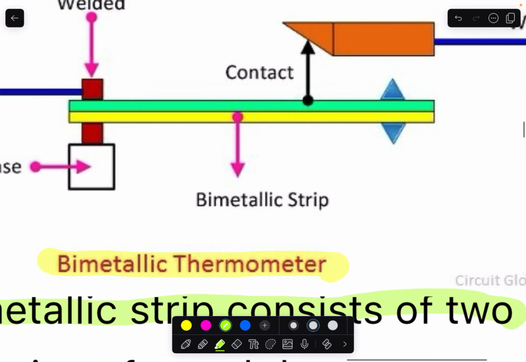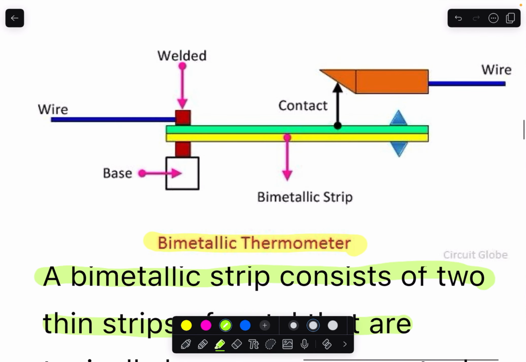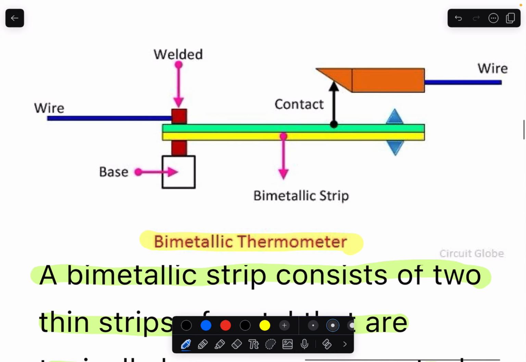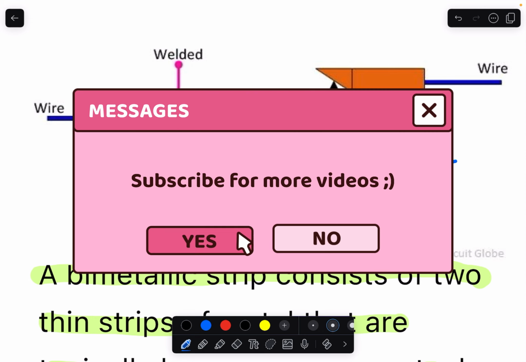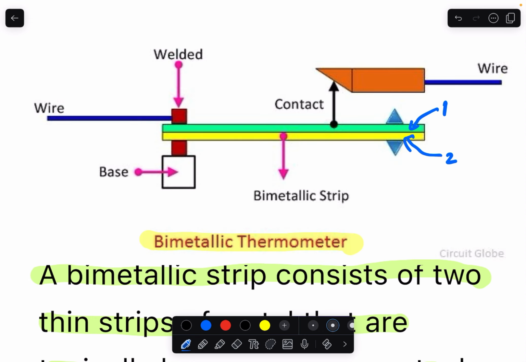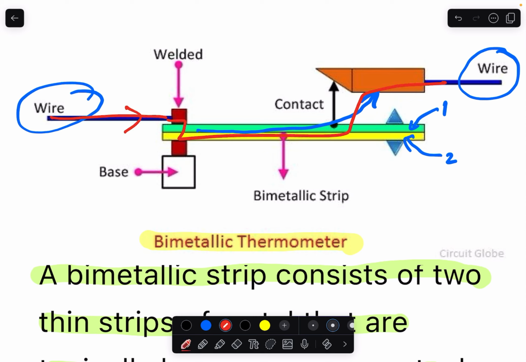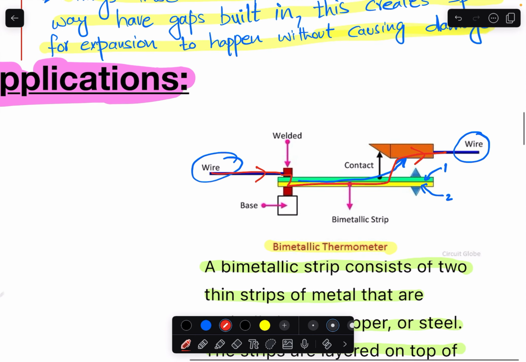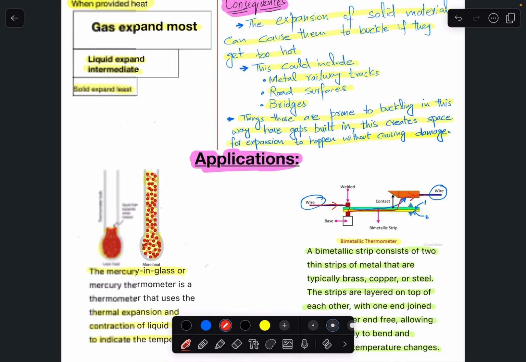If we see this, these are the two strips. This is strip 1, the green one, and the yellow one is strip 2. That is what is called bi, meaning two, and it is made of metal. So when there is a change in temperature, this metallic strip will bend and make contact with this thing, right? If you see, there is a wire, and this strip will provide a continuous connection for the current to flow, and it can switch the circuit on or off. So that is the second application of thermal expansion. So this is all for thermal expansion.